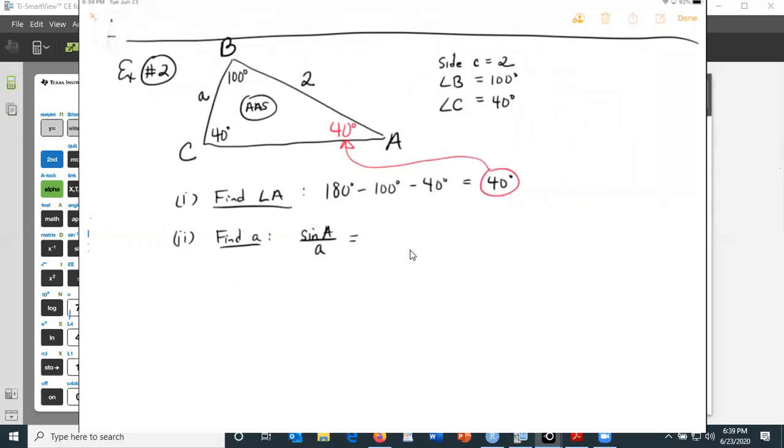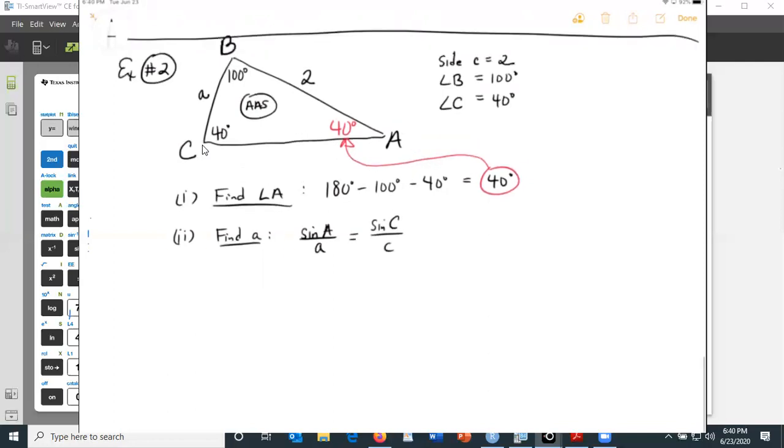Now, which ratio should I use over here, the B's or the C's? All right, now remember, you have to know both for the right side because I already don't know side A. So I have to make sure that whatever I put here is already numbers. So it'd have to be the C's because we know side C and angle C. So here now we just fill in what we know. We would have the sine of 40 over A, which we're finding. And then we would have sine of C, so sine of 40 again, over what? 2.